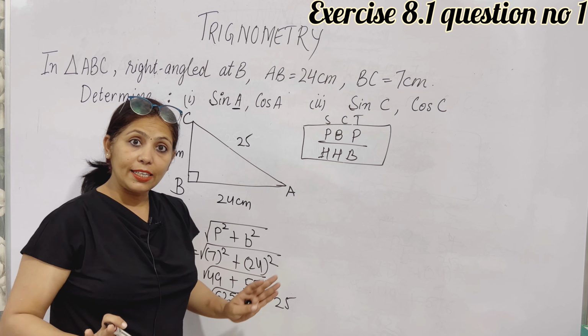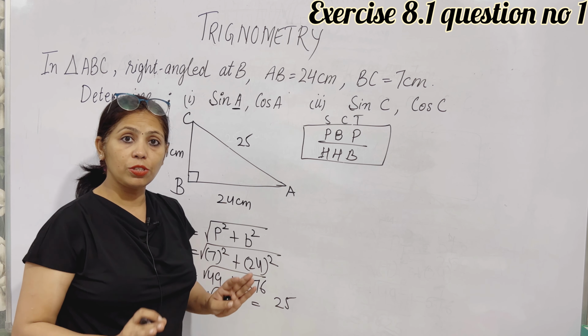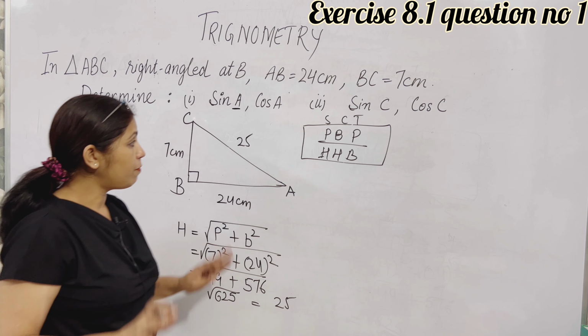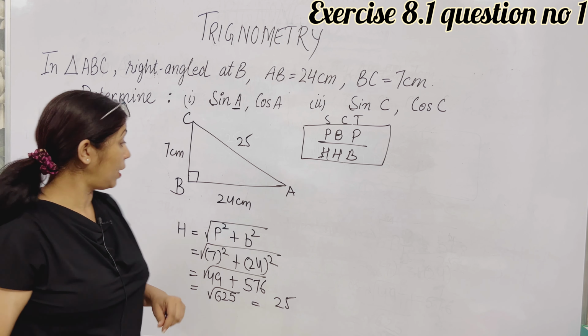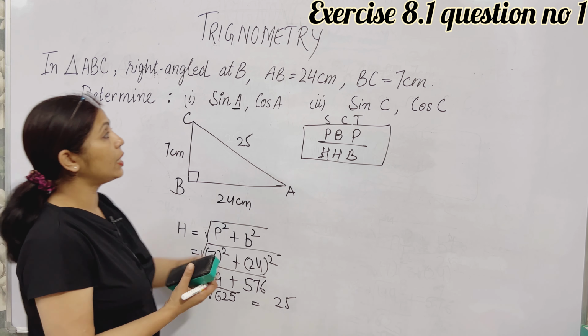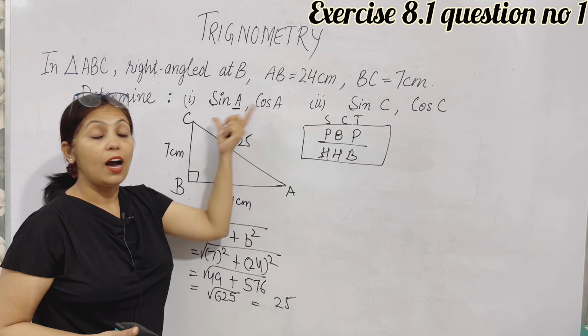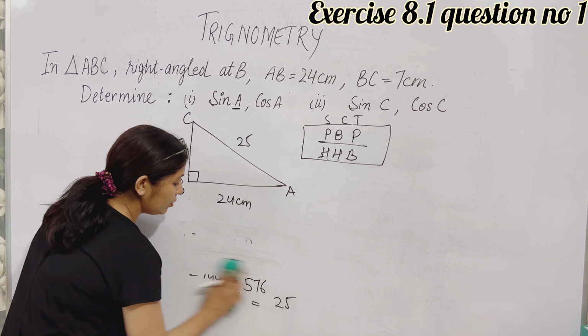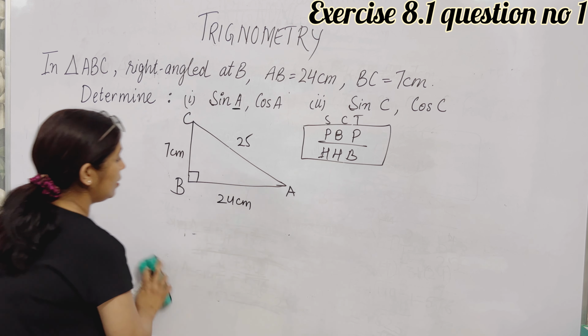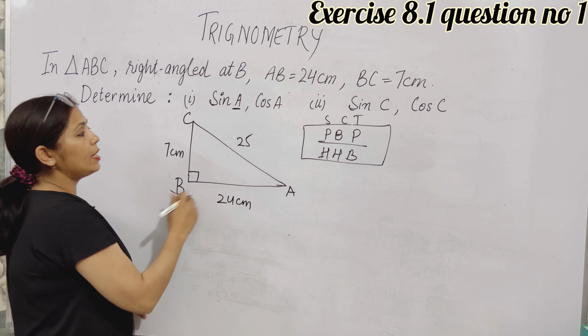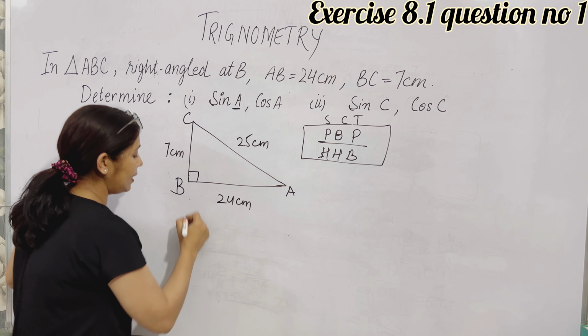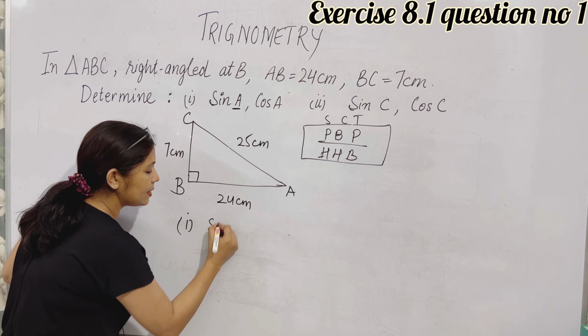Till here it is clear, absolutely clear, any doubt? Fine. So let's go further now. Next we have to calculate sin A and cos A. How? This you have done, so I am erasing it. Now understand, in this triangle we now have all three sides. Let's calculate the first part, sin A.